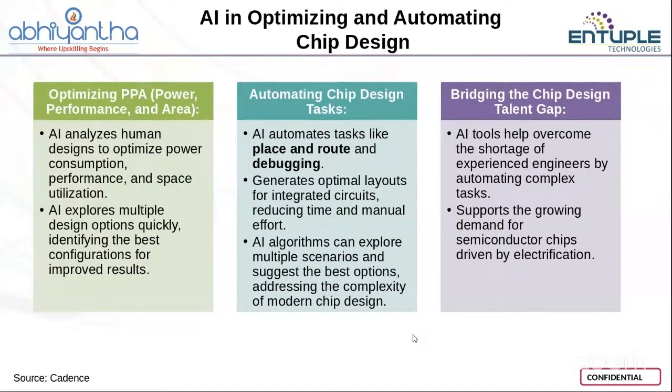As we do some layout processes manually, it is not that accurate. AI will reduce the time, give the minimum area, compact the designs, and do the layouts. AI algorithms can explore multiple scenarios and suggest the best options for this modern chip design process.